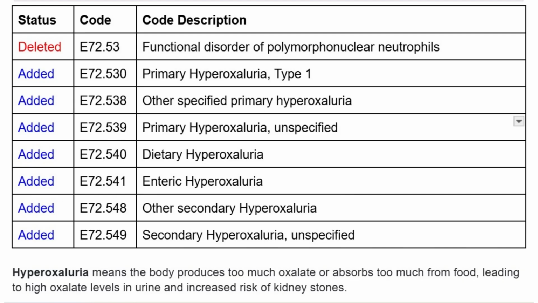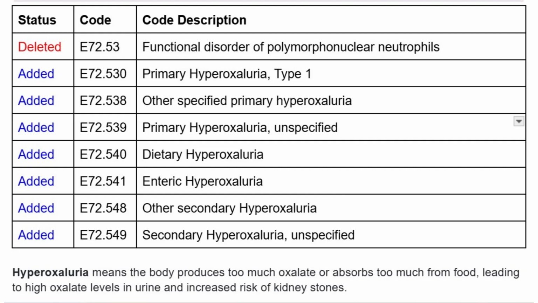Let's move to the next update from Chapter 4. A new code range has been added, E72.530 through E72.549, and I'll explain everything to you one by one. These codes are used for a condition called hyperoxaluria. What is hyperoxaluria? Hyperoxaluria is a condition where the body produces too much oxalate or absorbs excess oxalate from the gut, and the kidneys are unable to remove all of it.